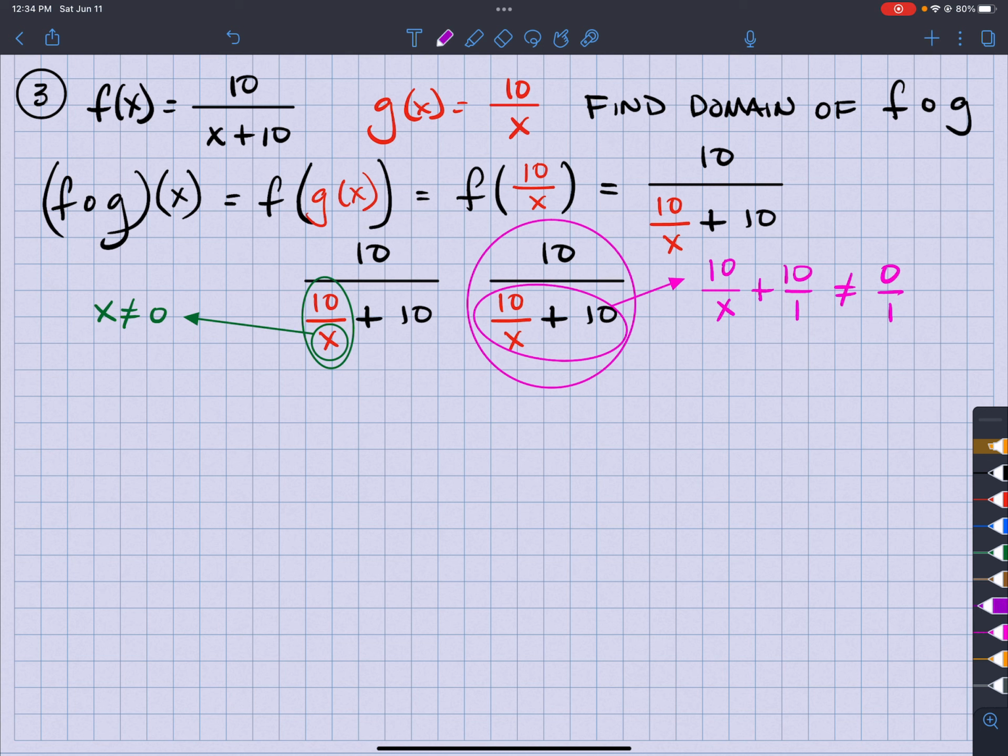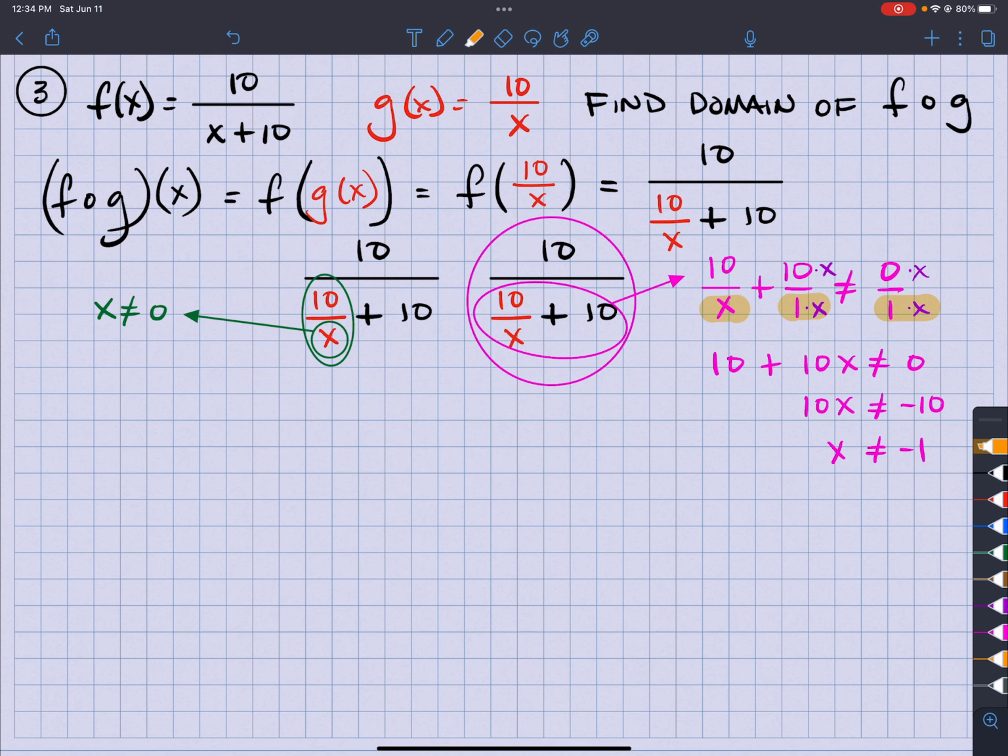And then this is missing an x. This is missing an x. So my denominators are all the same, as you can see, x, x, and x. So that means I have the equation 10 plus 10x can't equal 0. So 10x cannot equal negative 10, because I'm bringing the 10 over to the other side. So therefore, x cannot equal negative 1.